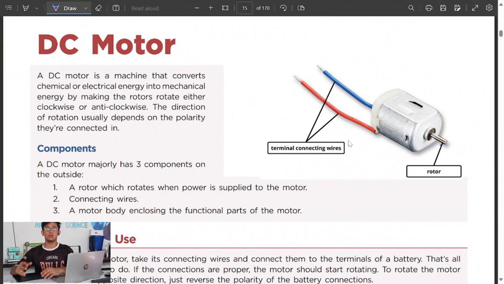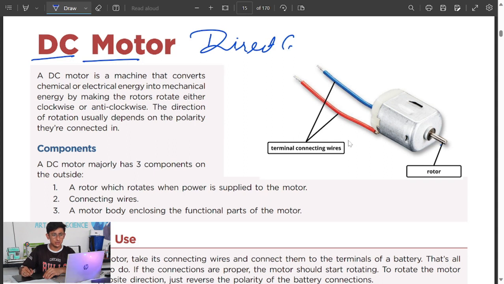The next component in our basic electronics is the DC motor. A DC motor is also known as a direct current motor. A DC motor is a machine that converts electrical energy into mechanical energy by making the rotor rotate either clockwise or anti-clockwise.